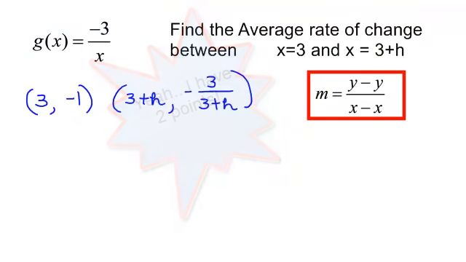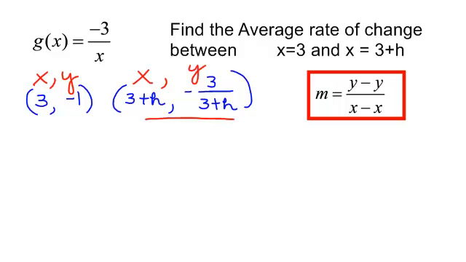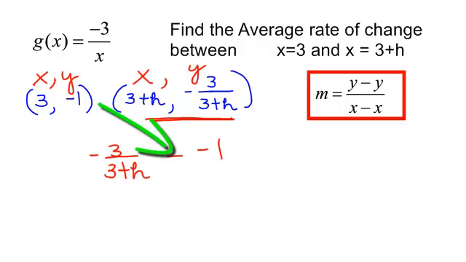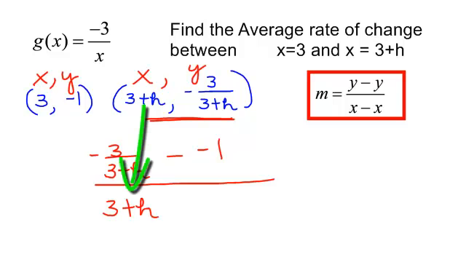Okay, here's my formula for slope. So this could be my first x and y, my first point. This could be my second x and y. It doesn't matter which order I go with. I'm going to start with the second point. So it's going to be the y minus the other y over the x minus the other x.